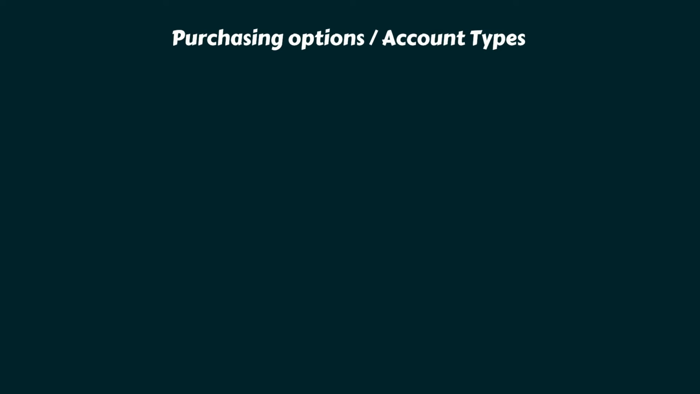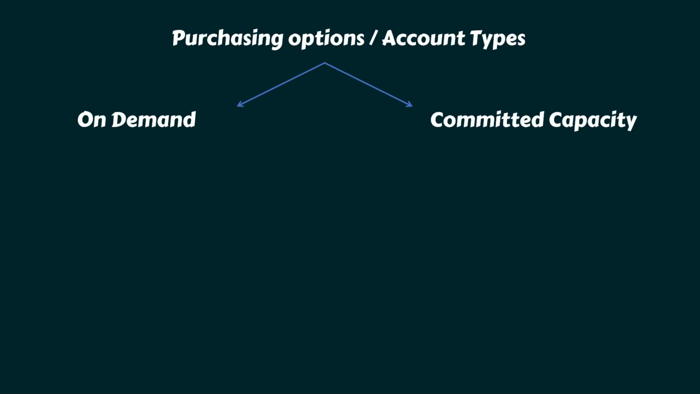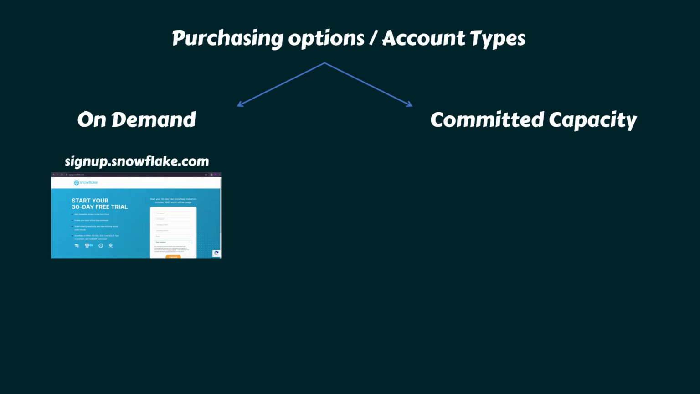Additionally, Snowflake offers its customers 2 different purchasing options, or sometimes called account types: on-demand and committed capacity. When you register for Snowflake's service at signup.snowflake.com with a credit card, you're by default placed on the on-demand account type. This option allows for flexibility and immediate access to Snowflake's services, without any long-term commitments.